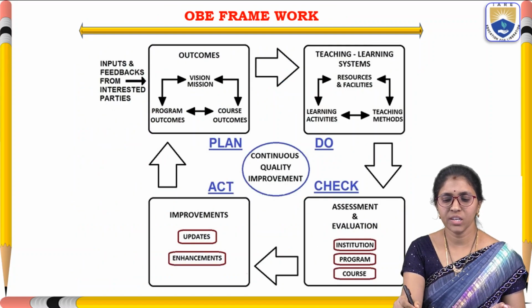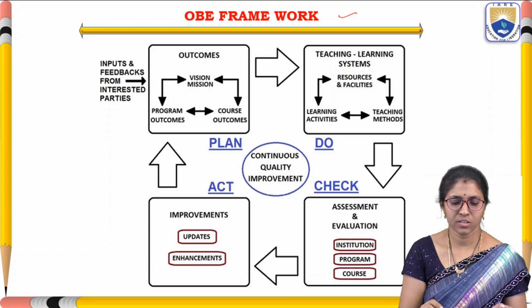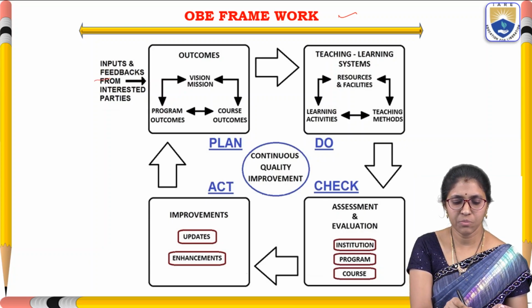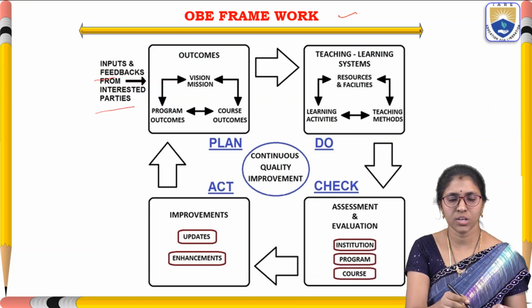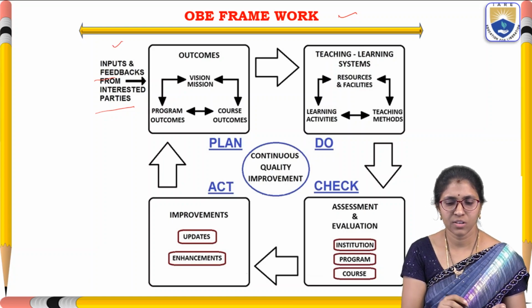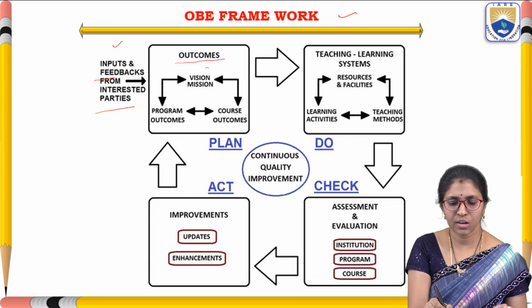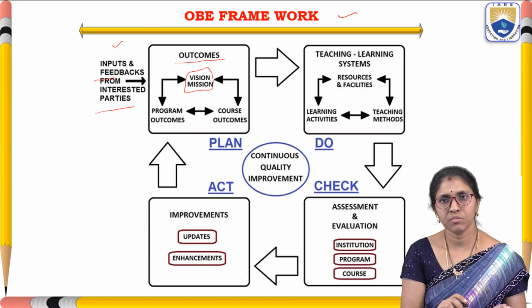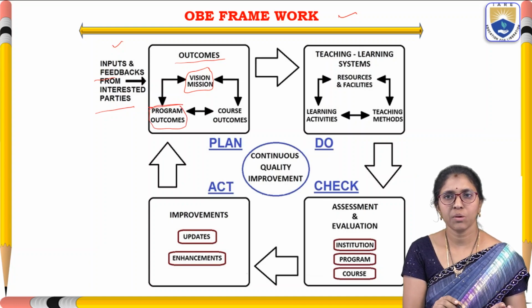Here, this is the OBE framework. Inputs and feedback can be taken from the interested parties, that is, the stakeholders. Based on that, we have to define outcomes. First, we have to define the vision and mission of the institution as well as the vision and mission of each department. According to that, we have to define the program outcomes.